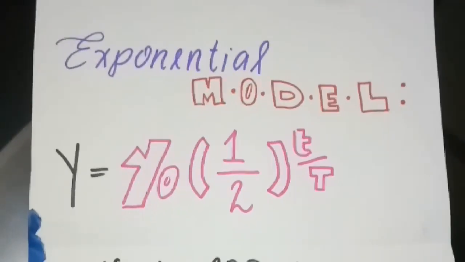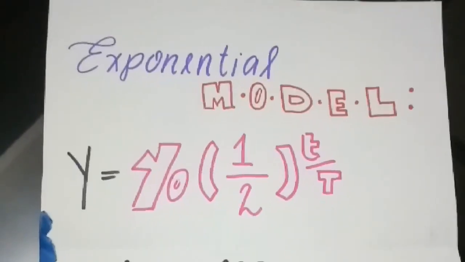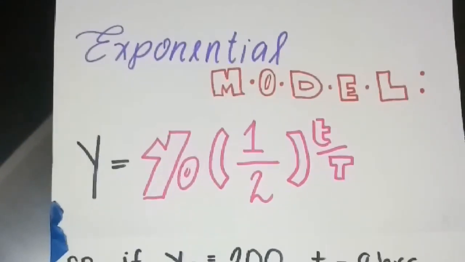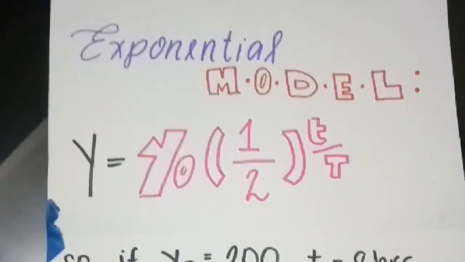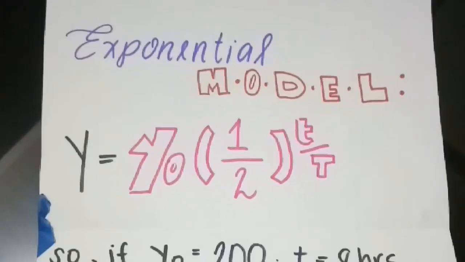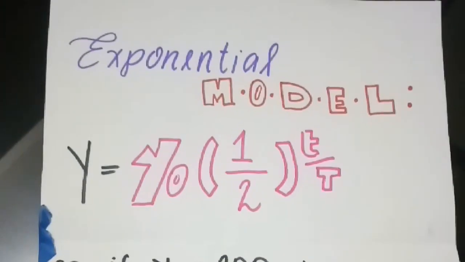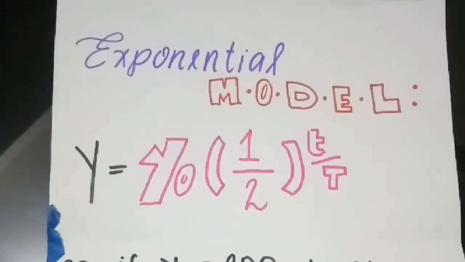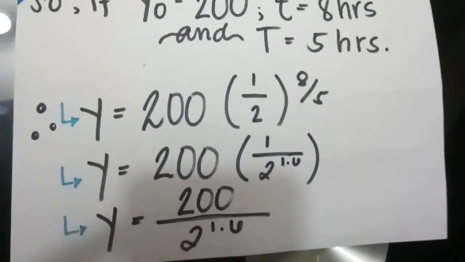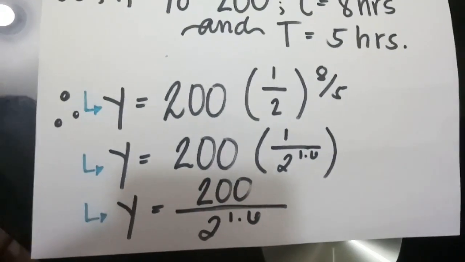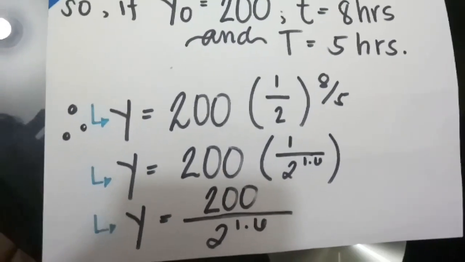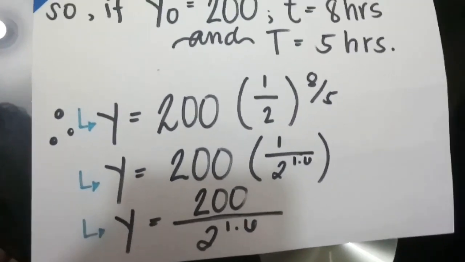In solving for the half-life, or to verify that the answer is truly 66, we have the exponential model y equals y sub 0 times 1/2 raised to t over T, wherein y sub 0 is the initial value, the starting value, small t would be the given time, and big T would be the constant time. So if y sub 0 is equal to 200, small t is equal to 8 hours, and big T is equal to 5 hours, you just have to substitute it in the exponential model.